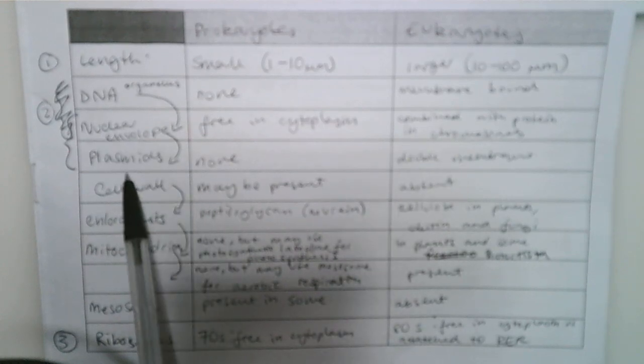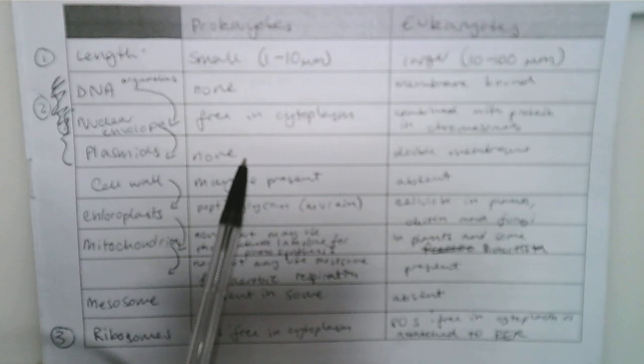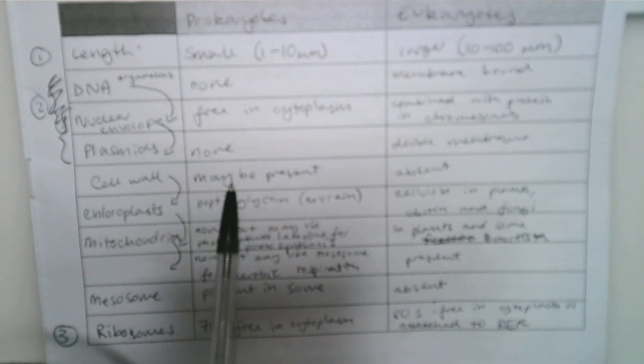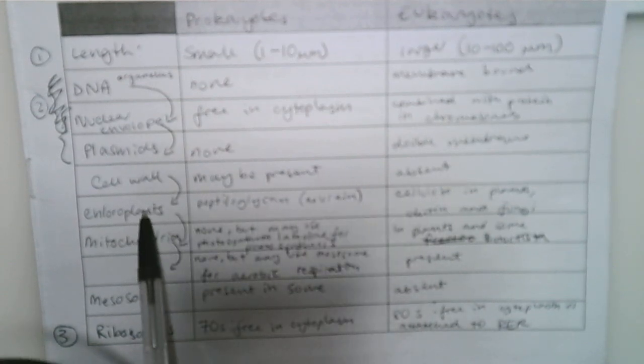DNA in prokaryotes is free in the cytoplasm. In eukaryotes, it is combined with proteins in chromosomes. Nuclear envelope: the prokaryotes have none. Eukaryotes have a double membrane. Plasmids may be present in prokaryotes, but they're absent in eukaryotes.